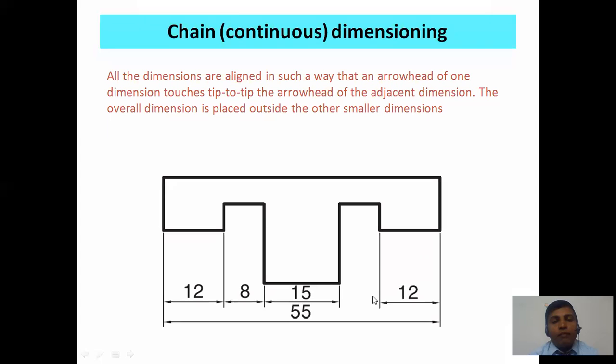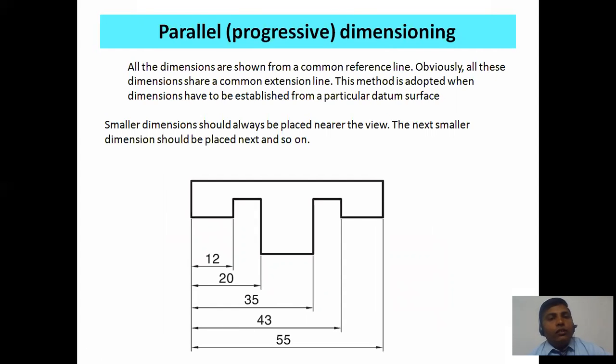All dimensions are placed in series with each other. That is a chain or the continuous type of dimensions. Then next, that is the parallel or the progressive dimension. All dimensions commence from the reference line. This is my reference line. From this reference line, the dimensions are progressively increased, and all dimensions are placed parallel to each other. So this is the way of the parallel dimension.